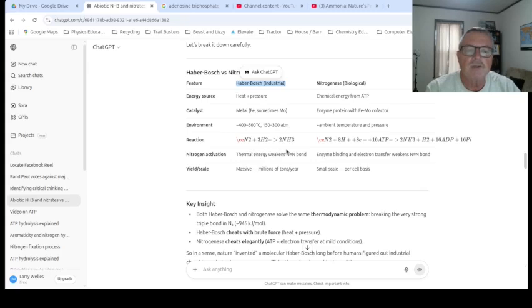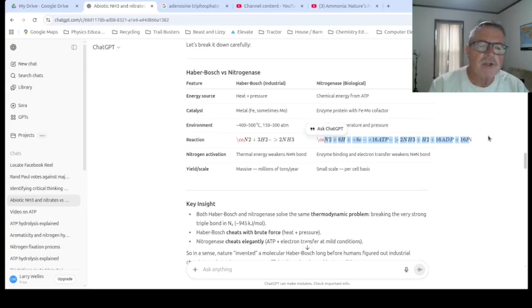Thermal energy weakens the bond. Okay. Yield scale, massive. Millions of tons a year. So that's where all the nitrogen comes from that allows farmers to continue to produce crops on the same field over and over and over again. Here's the equation that represents the nitrogenase, which we're trying to do. If we could get all this stuff to happen, we wouldn't have to have all this energy-intensive and CO2-producing process. This is the equation we're trying to come up with.